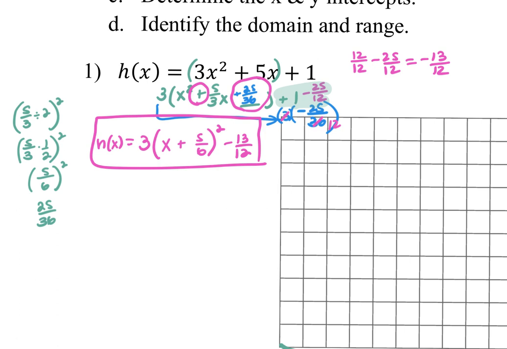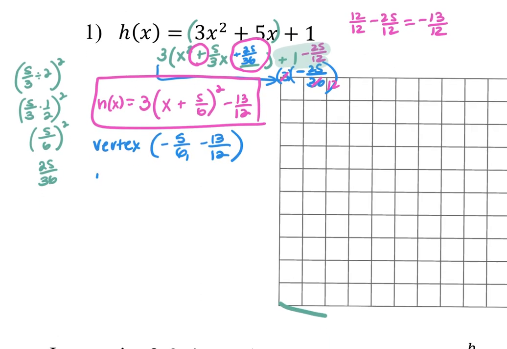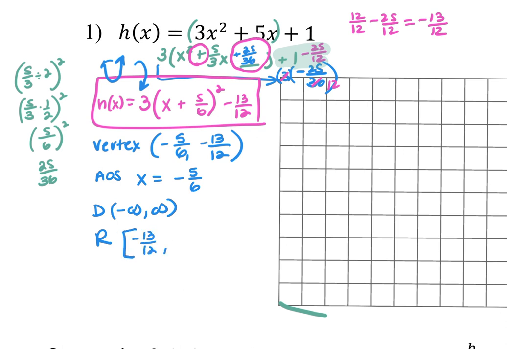From here, you can get the vertex by taking the opposite of what follows x, negative 5/6, and then the k that's on the outside, you keep that sign, negative 13 twelfths. Your axis of symmetry is x equals the x value, which is negative 5/6. Your domain is an easy one because it's a parabola, it's all real numbers. And then the range, this parabola is going to open upward because it's a positive on the front. So it starts at k, which is negative 13 twelfths, and it goes to positive infinity.